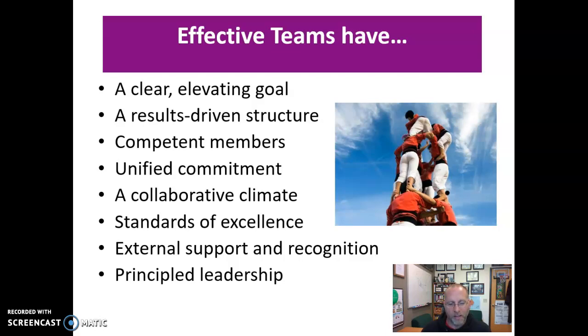Standards of excellence. I think this is really important. It comes back to elevating goal and unified commitment, having competent members, but you want to strive for excellence in your outcomes for the organization. If you're part of a team and you're trying to produce something, you want to be excellent. If you're an OD consultant and you're trying to help other teams be more successful, you want to help inspire them to strive for excellence.